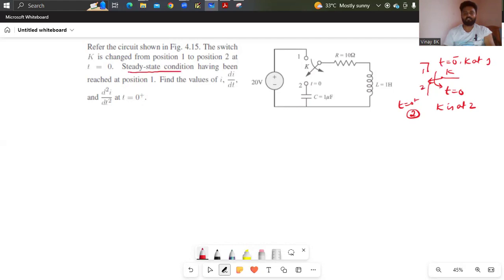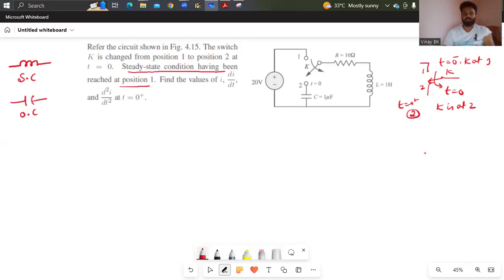Okay, and I given one condition. Steady state condition having been reached at position 1 means when switch is at position 1, the circuit will be behaving under steady state condition. What does steady state condition say? If there is an inductor, that will act as short circuit under steady state. Similarly, if there is a capacitor, that will act as open circuit under steady state. Only these 2 points you should have to remember.